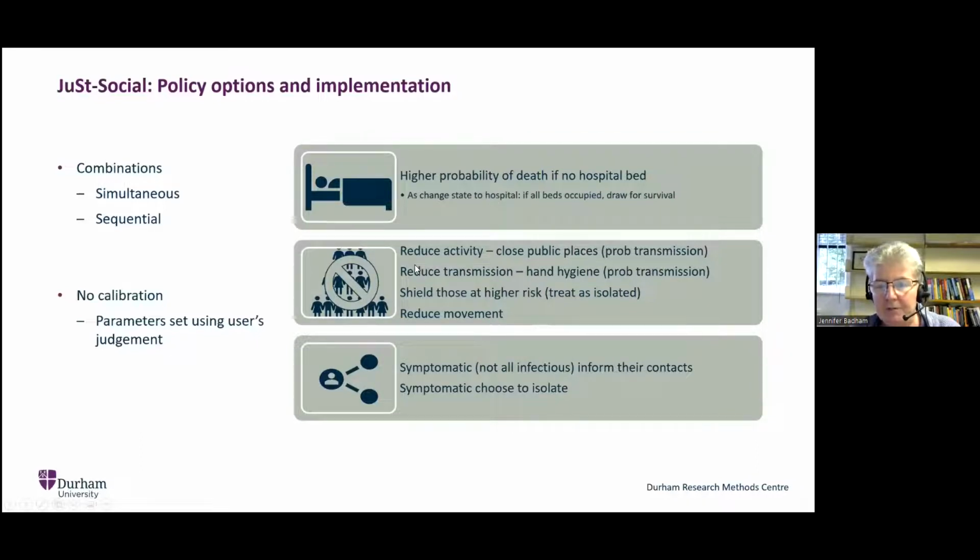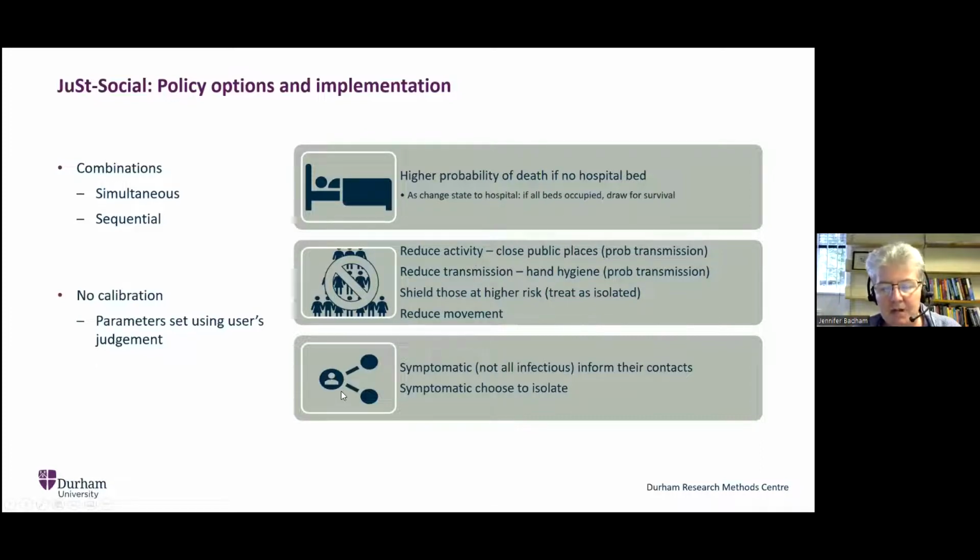So people can reduce their activity, so that's closing public places. You can reduce transmission, so that's things like hand hygiene. You can shield people who are at higher risk, and so the model recognizes whether people are isolated or not, with the isolation having an effectiveness level. So even if they're fully isolated, there's a low risk of them still being exposed. You can reduce movement so that people don't move around as much. That was never really done in the UK, but it was, for example, done in Ireland, that people were supposed to stay within, I think, 5 kilometres of their house during lockdown.